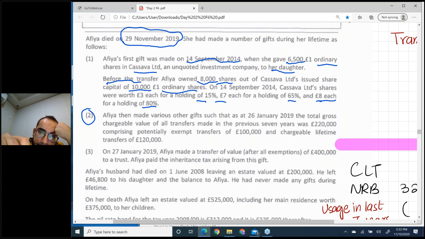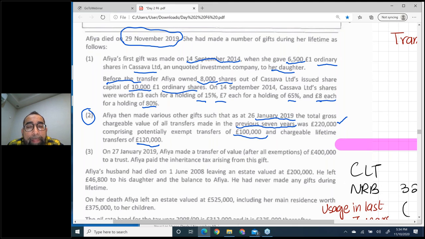Afia then made various other gifts such that at 26 January 2019, the total gross chargeable value of all transfers made in the previous 7 years was 220,000, comprising a potentially exempt transfer of 100 and a chargeable lifetime transfer of 120. I have a question. She is not dead right now. She is alive. And they are saying in the last 7 years she did a PET of 100,000 and a CLT of 120,000, and she's alive.